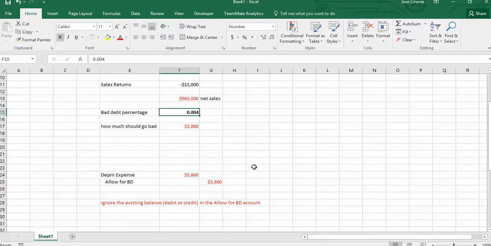I just thought I'd go ahead and clarify this. I had at least 2 students ask me about this, and I got to thinking, I better step in there because some people may factor in the existing allowance for bad debt and get into trouble.